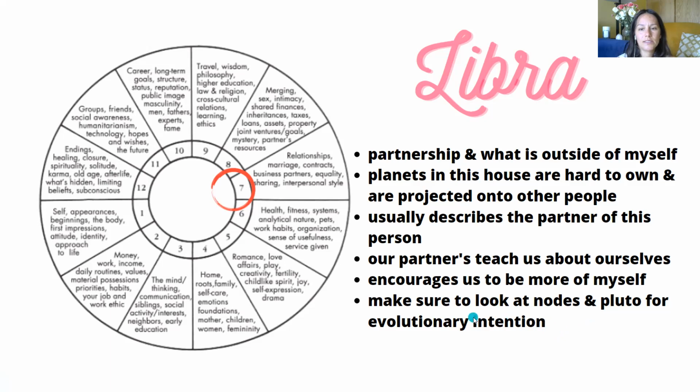I want to go to this. I like that I wrote this here because it says, look at the nodes and Pluto for evolutionary intention. So even though we're looking at all this stuff, the foundation of the chart and the reason someone was born is what we talked about in the Pluto part of the second class, the soul's evolutionary intention. And you can find that in the Pluto and the north and south nodes of the moon.